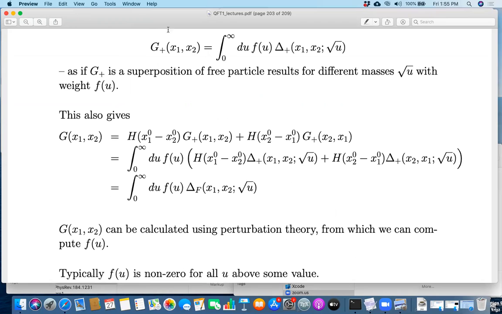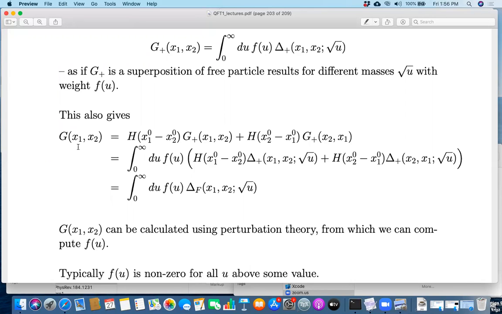So this is again what I have said. The G plus looks like a superposition of free particle results for different masses. But now we will use this result to calculate G. So what was G? G was the time ordered product, the vacuum expression of the time ordered product of operators. And the reason that we are looking at G is because G is something we know how to calculate. The perturbation theory that we developed was not for calculating G plus, but for calculating G. So let's see what it says for G.